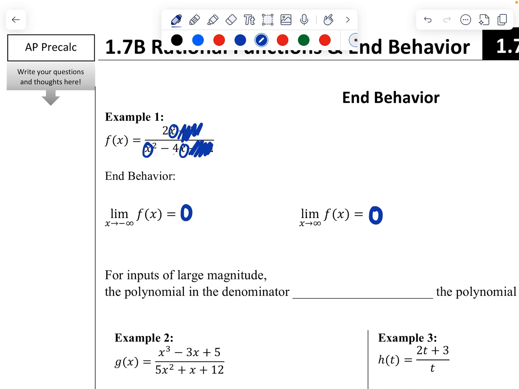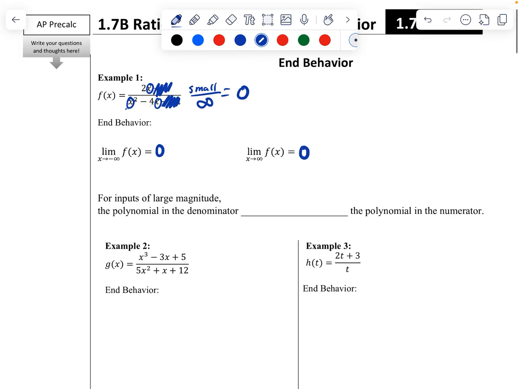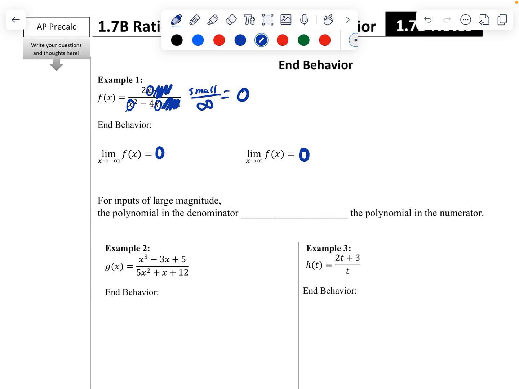So which is going to be a bigger number, 1,000,000 squared or 2 times 1,000,000? This is kind of like saying we have a small number over a number that keeps getting bigger and bigger. Well, a small number divided by a huge number goes to 0. So for inputs of large magnitude here, the polynomial in the denominator is greater than the polynomial in the numerator, meaning we'll have a bigger number on the bottom.